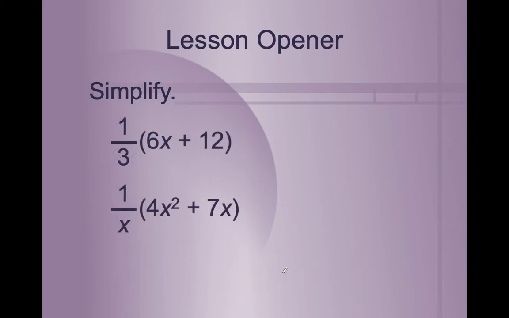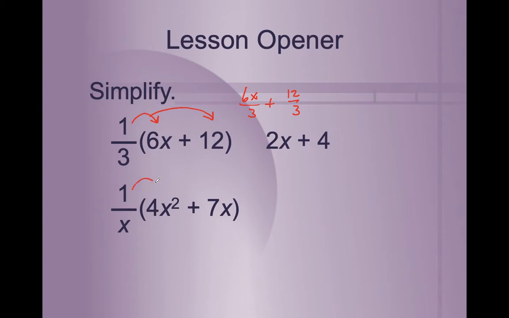All right, that's going to play into our lesson today, so let's do a couple more. What do I need to do to this 1/3? Well, how do I get rid of the parentheses? I've got to distribute that 1/3 to each term inside. So 1/3 times 6x, that's 6x over 3. Plus 1/3 times 12, well, that's 12 over 3. Therefore, 6x over 3 is 2x. 12 over 3 is 4.